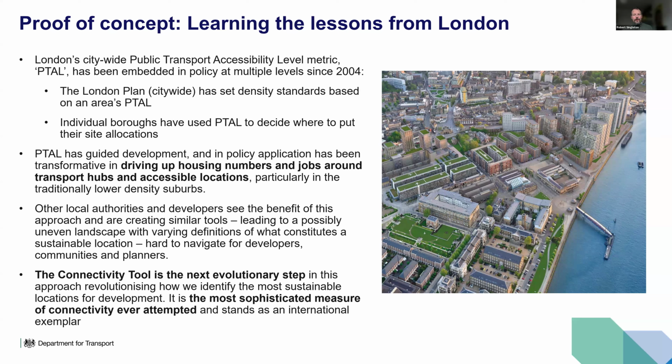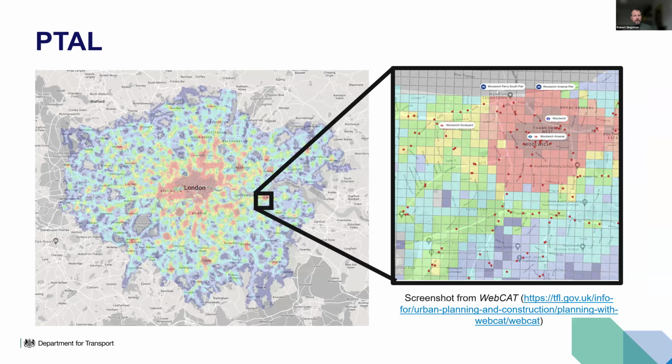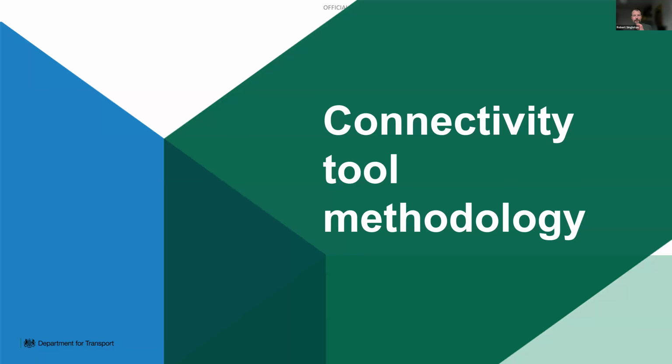But the connectivity tool is the next evolutionary step from public transport accessibility level. And Greg will go through why it's the next evolutionary step. Next slide, please. So this is what PTAL looks like, 100 by 100 metre squares, looks like a heat map, very similar to the connectivity tool. But like I say, with the next evolutionary step. Next slide, please. And now I hand over to Greg.